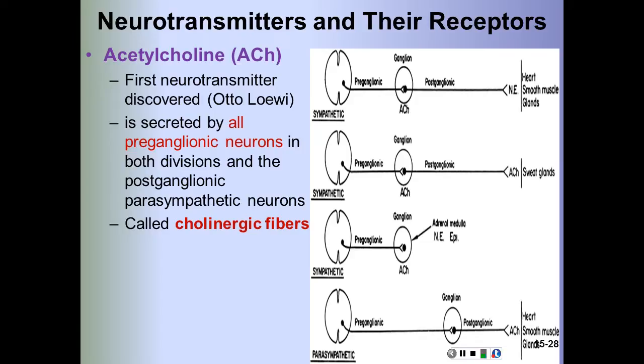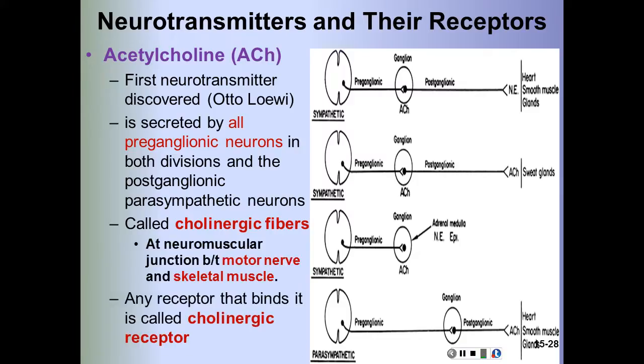Now, a nerve fiber that secretes acetylcholine is called a cholinergic fiber, and any receptor that binds to it is called a cholinergic receptor. So we have the cholinergic fiber, which is the fiber that secretes the acetylcholine, and we have the receptor that it binds to.